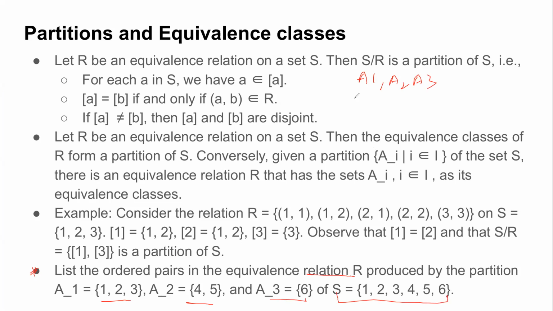Now what you need to tell me is what are the possible ordered pairs in R. So it's the ulta question. There you had R and you had to tell me equivalence classes. Here I have given you the partitions or the equivalence classes, and now you need to tell me what are the possible ordered pairs. Right? Can everyone attempt it?